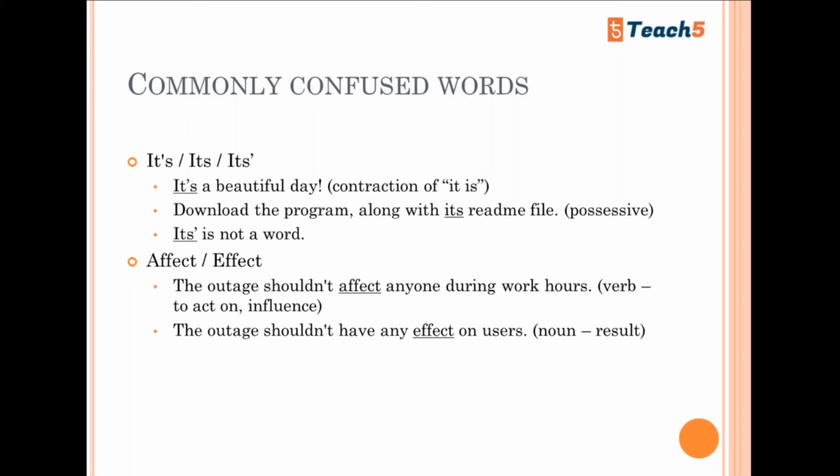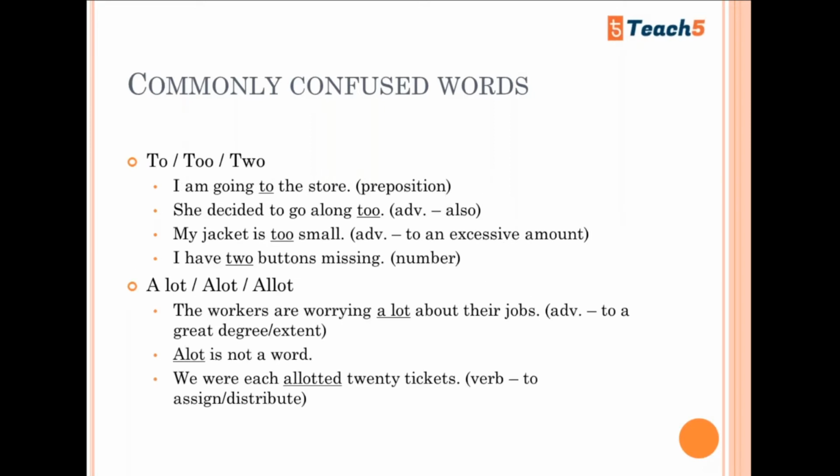So these are the different types of commonly confused words, and there are some more of them. So there are to, too and two. To is a preposition, right? And too is talking about also, and excess. And then the number two is a number. I am going to the store. It's a preposition. She decided to go along too, is also, right? My jacket is too small. It's talking about an excessive amount. I have two buttons missing. It's talking about the numbers.